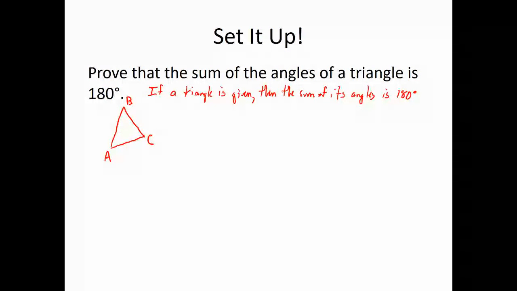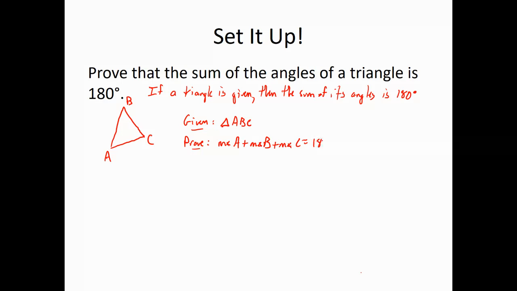So I drew the triangle for you. That's triangle ABC, and that's simply our given. That's the triangle symbol right there. I don't think I mentioned that before. So the given says that we have triangle ABC. And what we wish to prove is that the sum of the angles, which will be the measure of A plus the measure of B plus the measure of C, is 180 degrees. And we have thereby achieved maximum specificity.